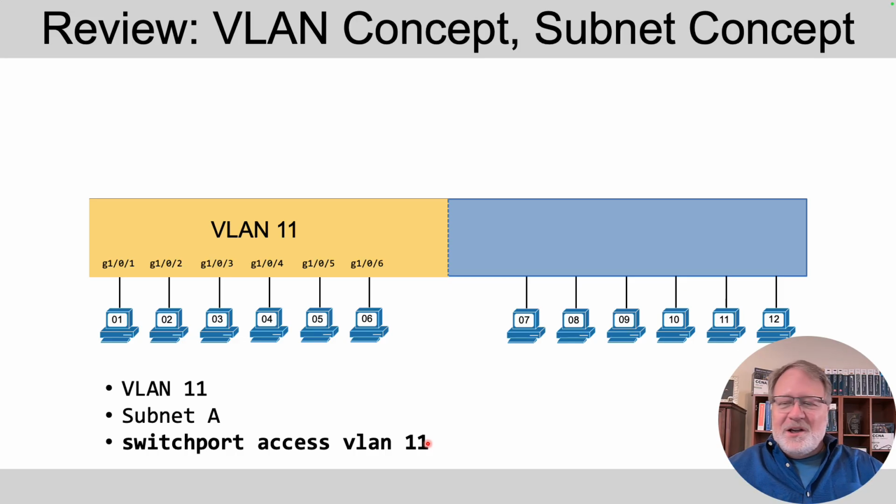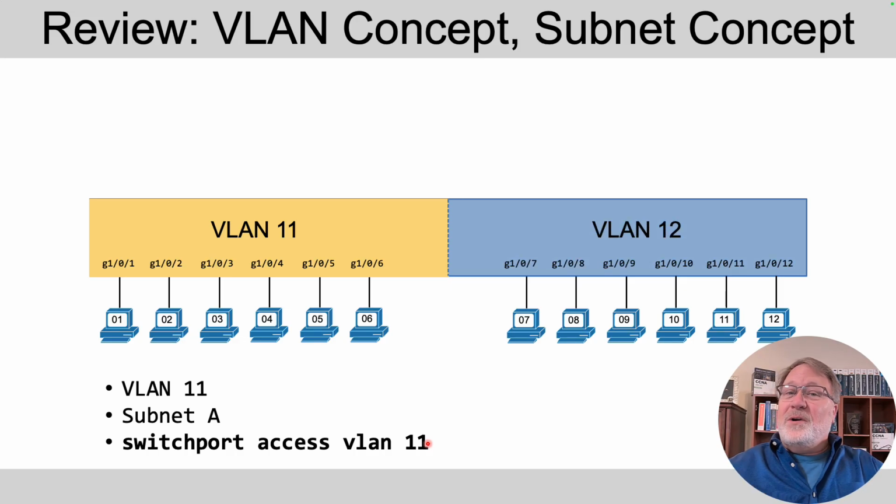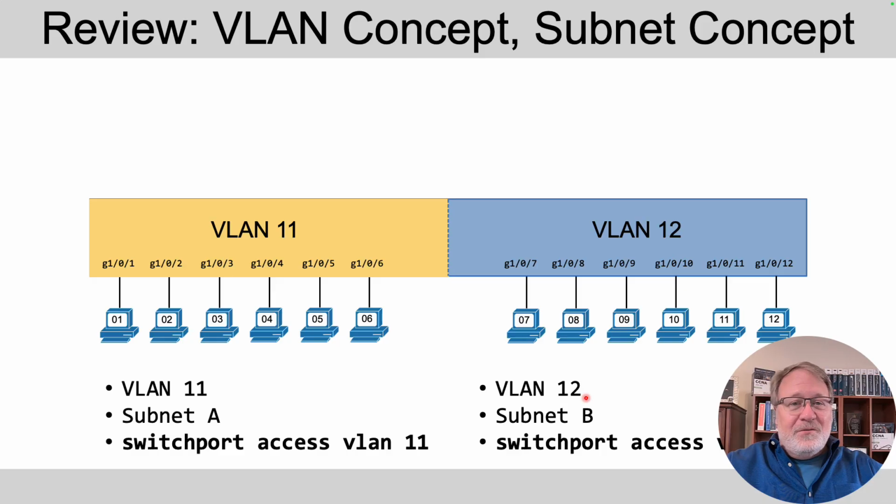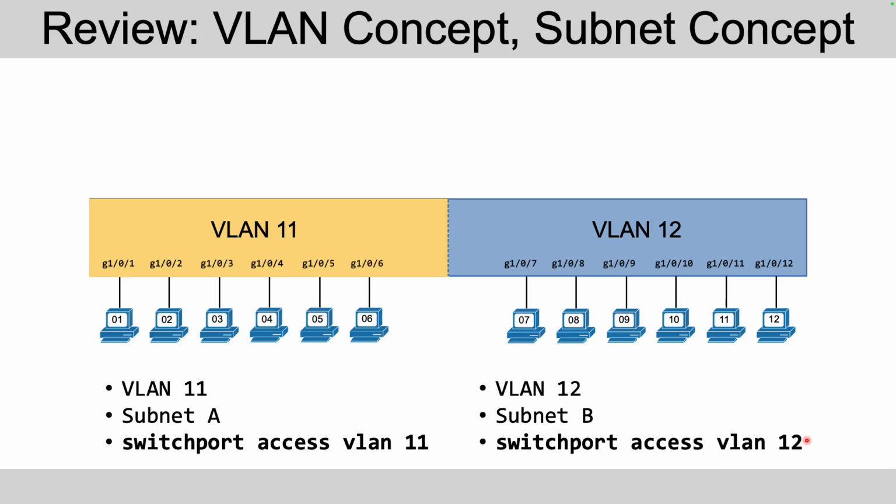And we'll do the same thing over on those other 6 ports that we had decided we're going to put in VLAN 12. You see the port IDs there. And because they're in a different VLAN, they're going to have IP address settings that put them in a second subnet that we show there as subnet B. And notice they're configured to be in a different VLAN. All right, so that's where we're headed here in this video.